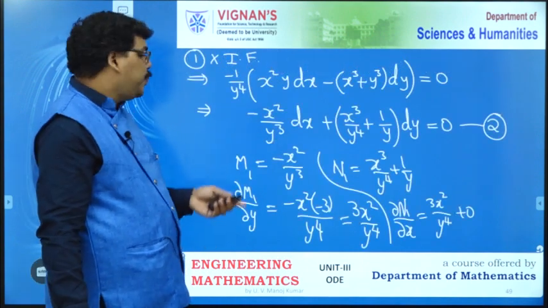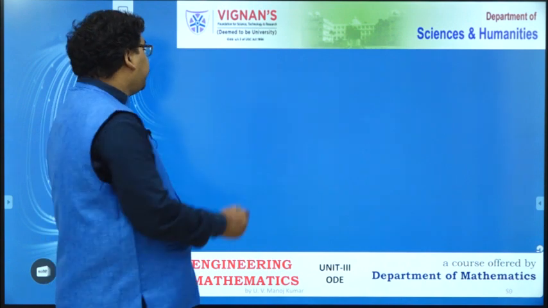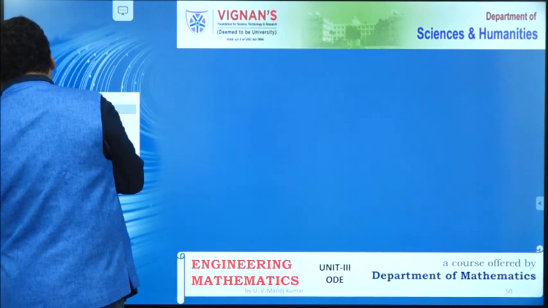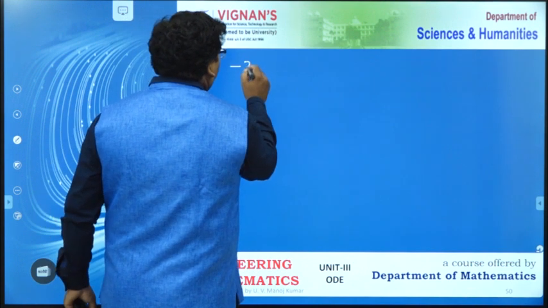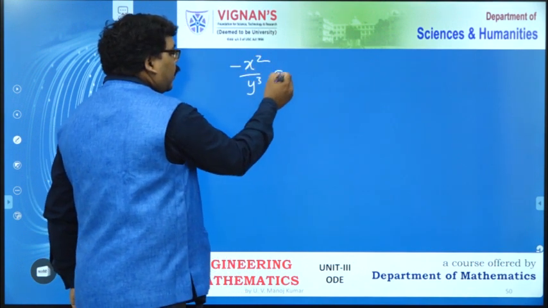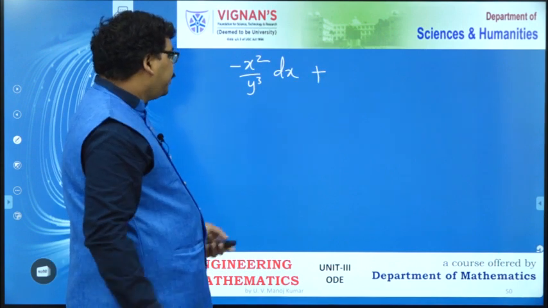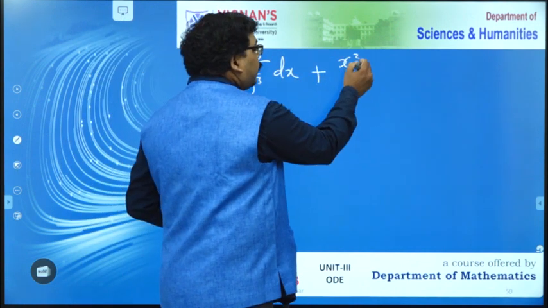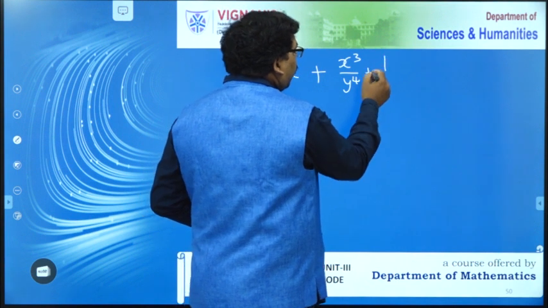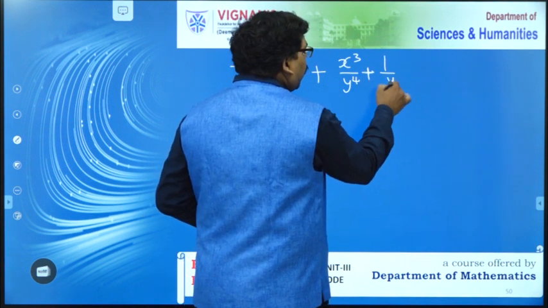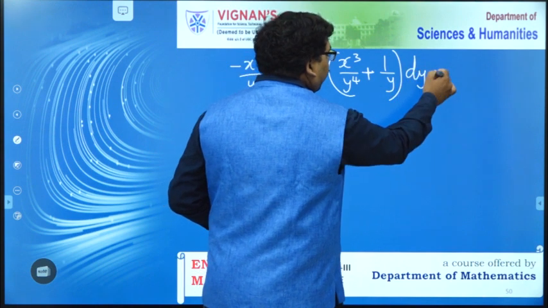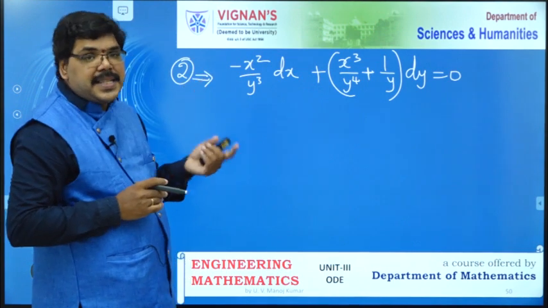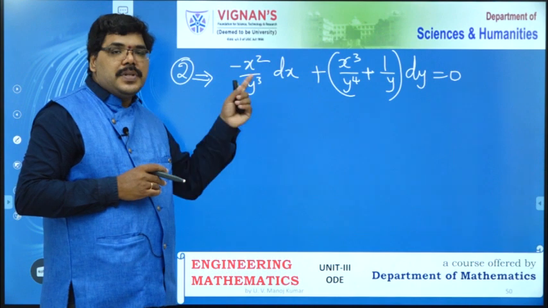So I am writing the second equation now. Minus x square by y cube dx plus x cube by y power 4 plus 1 by y. This is the second equation. Equation number 2 is this, which is exact. We proved that this is exact. So we will solve now.